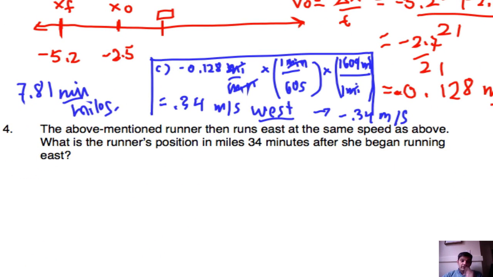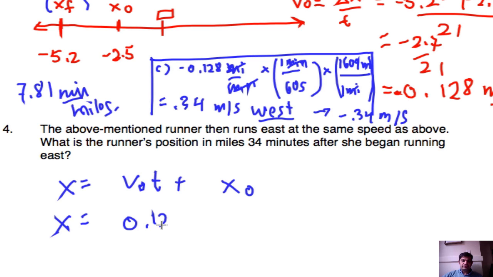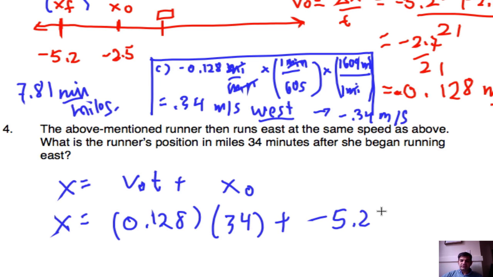All right. Now, the above mentioned runner then runs east at the same speed as above. What is the runner's position in miles 34 minutes after she began running east? So let's be clear on this. We have x equals v naught t plus x naught. We're starting here in problem 4. So we want to know what our position is if we run at a velocity of 0.128 miles a minute times 34 minutes plus the initial position that we start at.